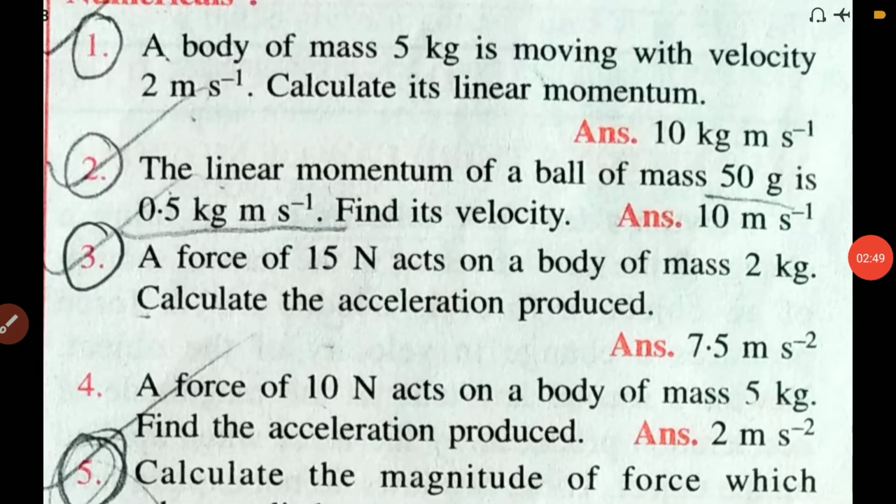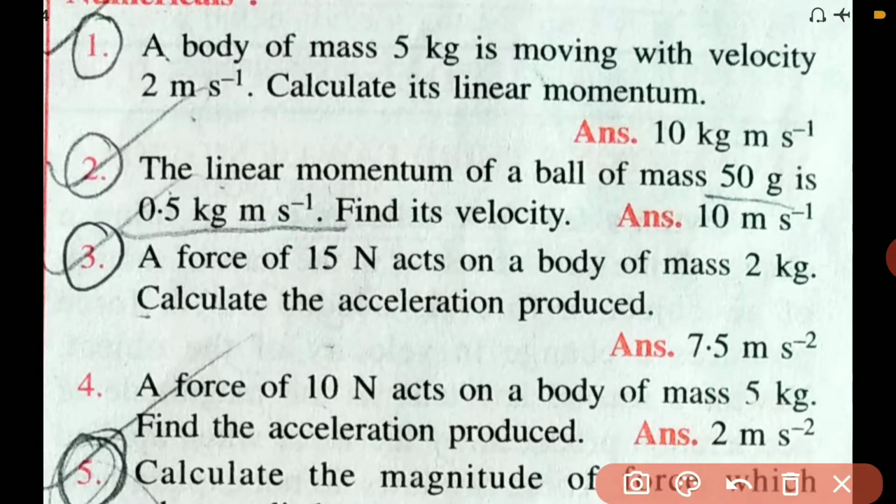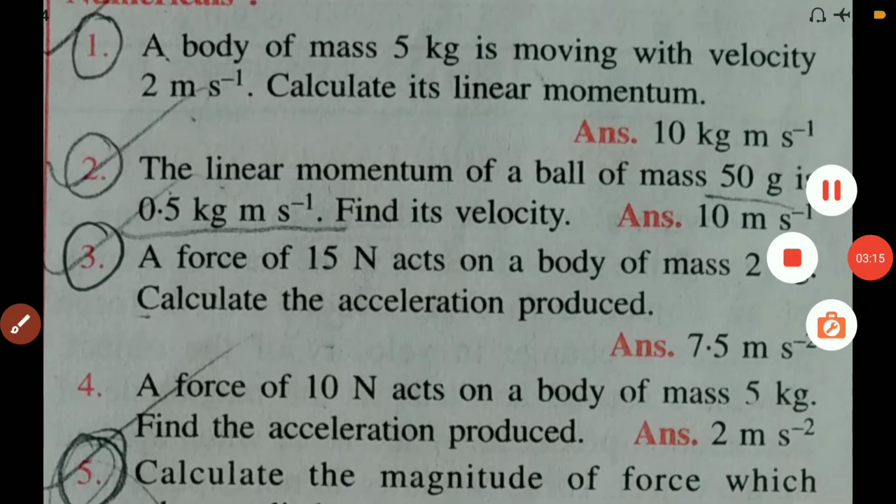Question number 2 reads as: the linear momentum of a ball of mass 50 gram is 0.5 kilogram meter per second. You can see the difference in the unit here. Mass is expressed in CGS, whereas momentum is expressed in SI unit. So you are supposed to find its velocity. So let us go to its solution.